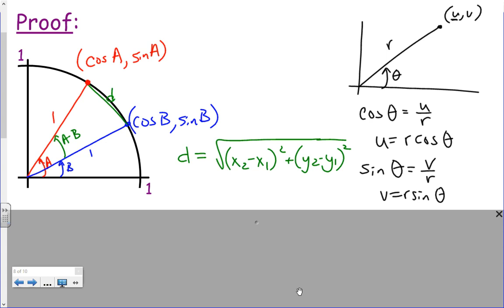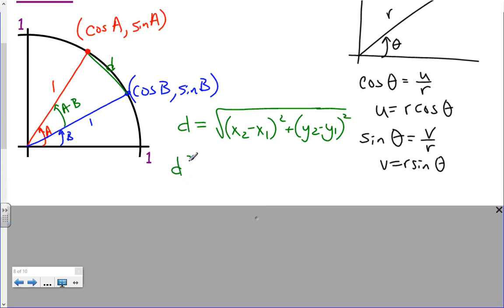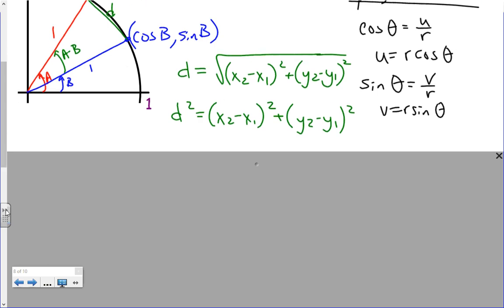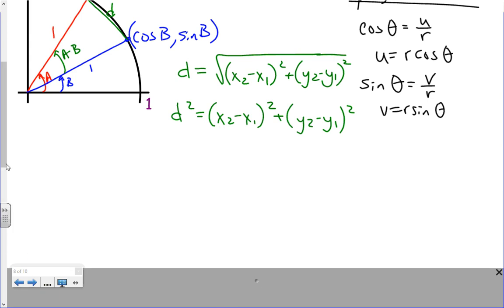In fact, we're actually going to find what d squared is equal to, and we're just going to do that so that I don't have to keep writing this square root down. So if I square both sides of this, I'd end up with just x2 minus x1 squared plus y2 minus y1 squared. All right, so instead of finding what d equals, we're going to find d squared. So let's write down what d squared is equal to.